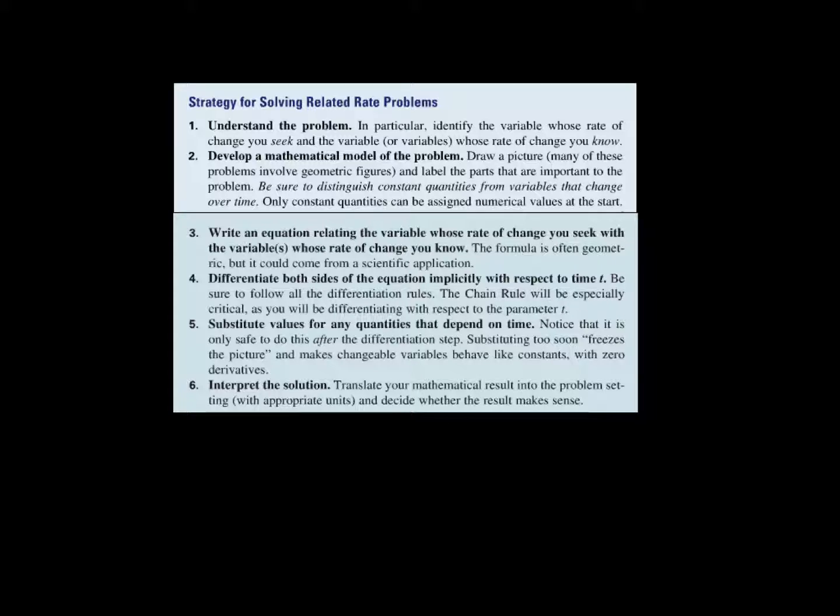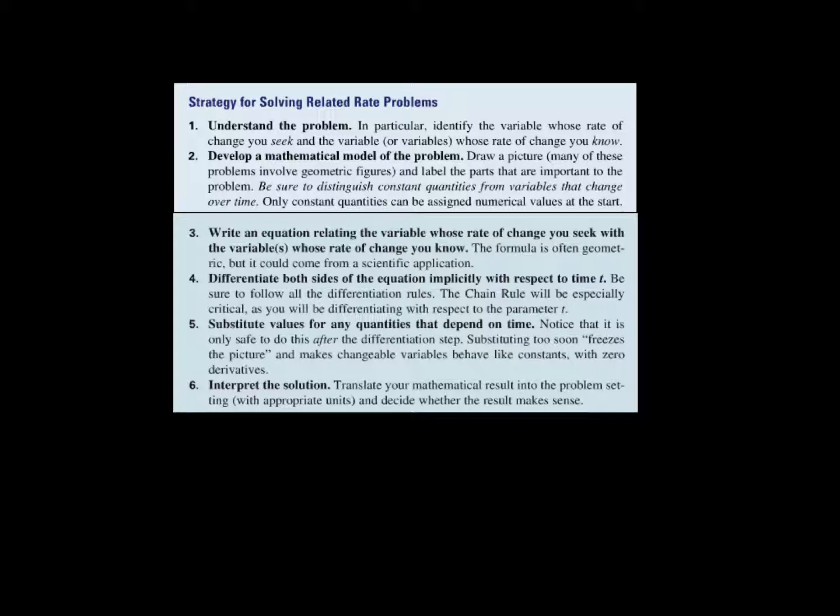Incredibly important. Obviously, writing the equation is the crux of the whole problem, and steps 1 and 2 are going to make sure that you write that equation correctly. Your equation, of course, should relate the variables whose rate of change you seek with the ones that you know, because then when you differentiate, you'll have an equation that relates both of those rates of change. And of course, that's step 4. Make sure to remember all of your rules and differentiate with respect to t, so you're differentiating implicitly.